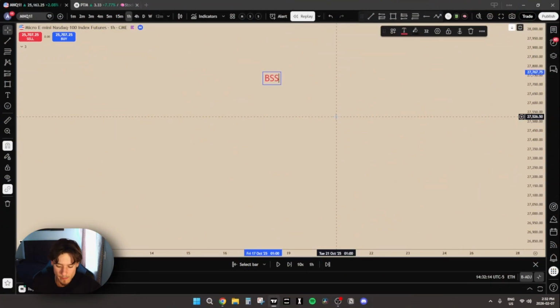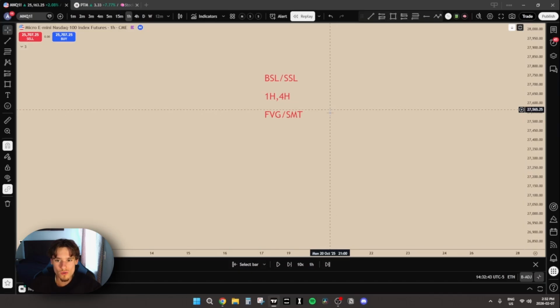So when you are looking for a buy side liquidity or a sell side liquidity, these are some rules that you should always follow. Minimum time frame you want to find a buy side or sell side is on the 1 hour. You could also find it on the 4 hour. Those are the two best time frames to look for. Now, to actually confirm that as a buy side or sell side, you want to look for either a fair value gap or an SMT. Once you can follow these simple two rules, you're going to see buy side and sell side get confirmed much more times.